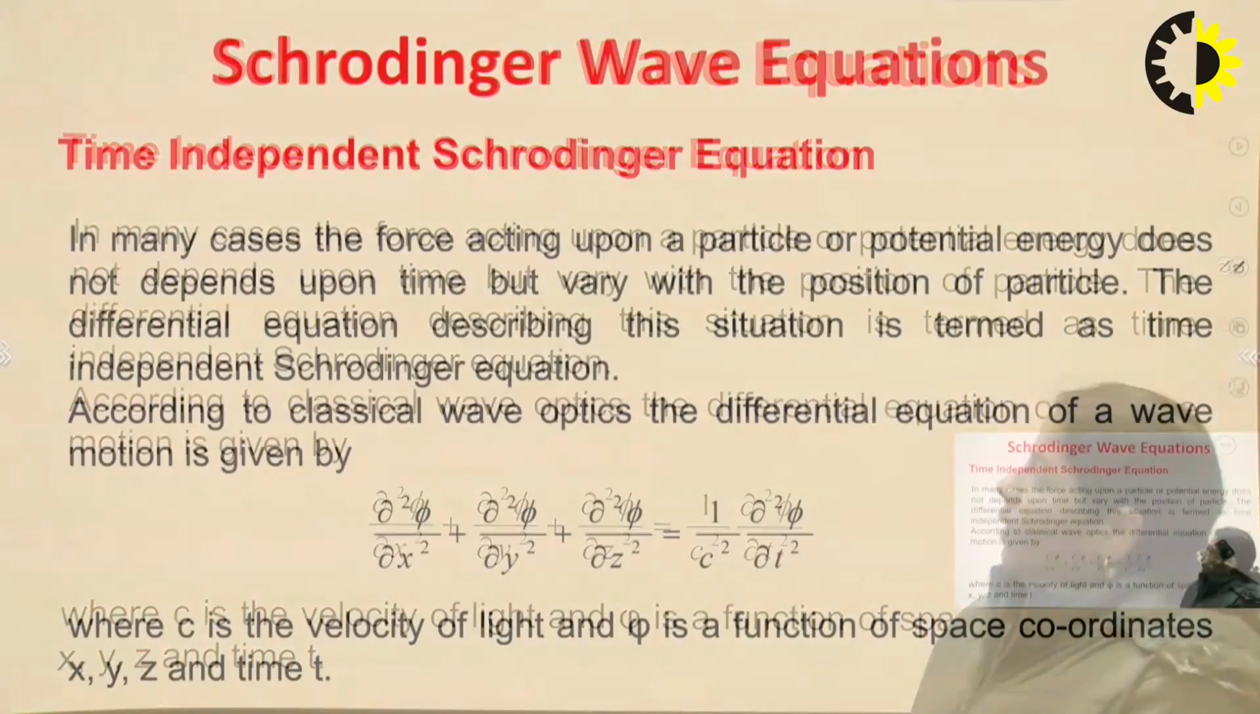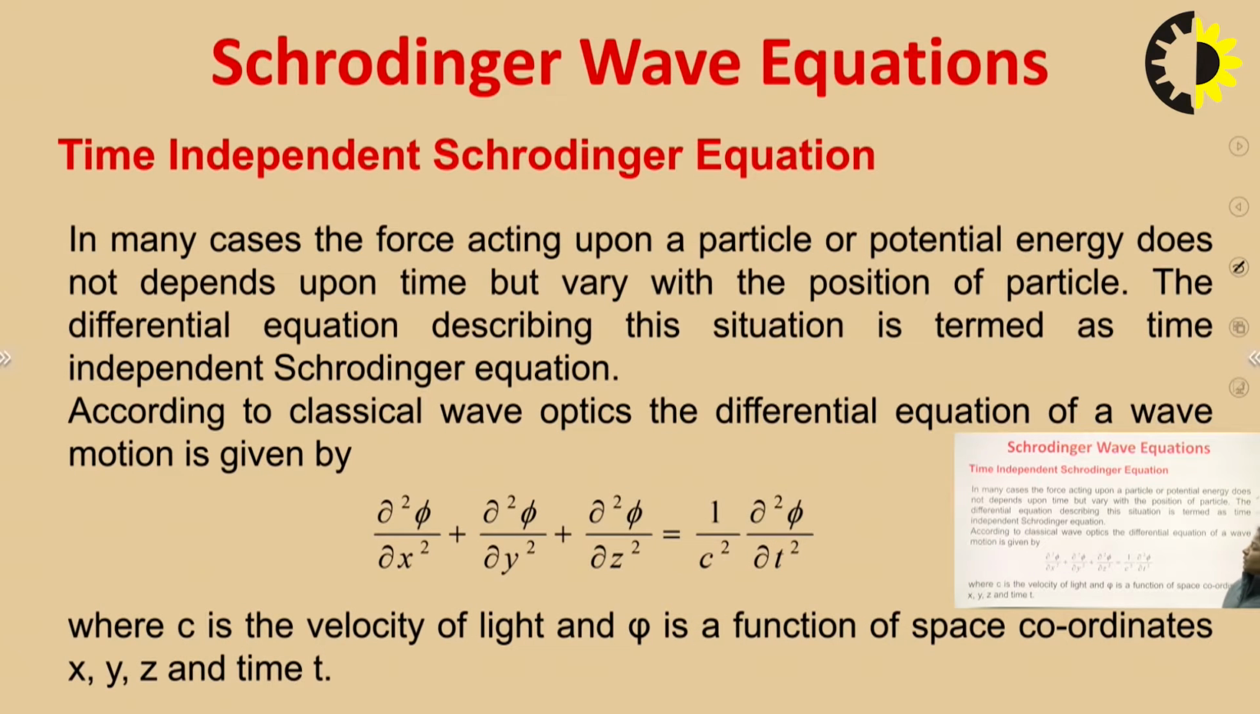equation. The time-independent Schrodinger wave equation is derived from this general wave equation. So this is the general wave equation. It has all the derivatives with respect to the x, y, and z coordinates, and on the right hand side, it has the derivative with respect to the time coordinate. C is the velocity of light, and phi is the wave function, which represents any type of wave. It is a general wave function, which is going to represent any type of wave.